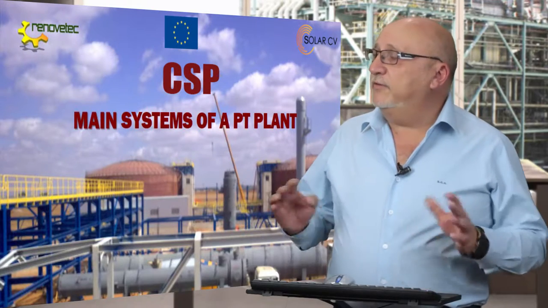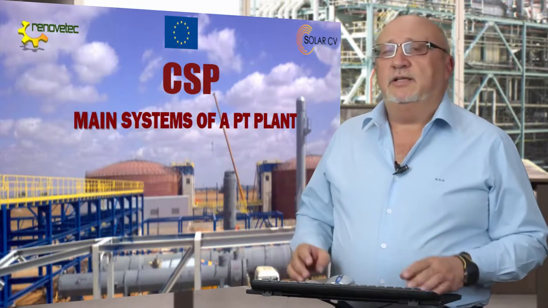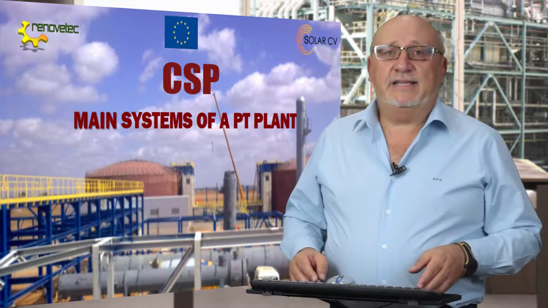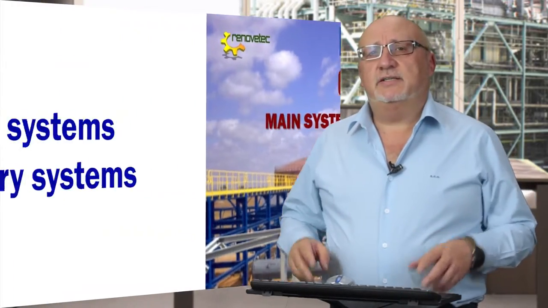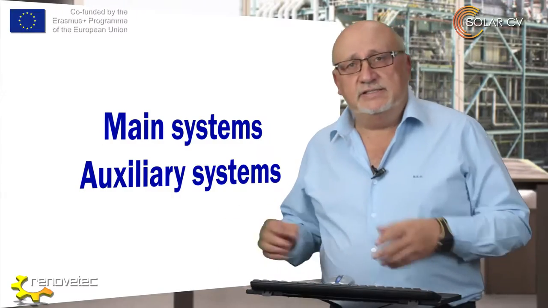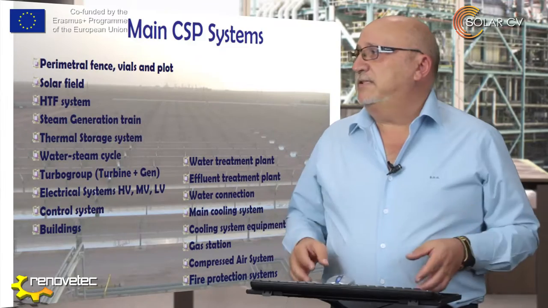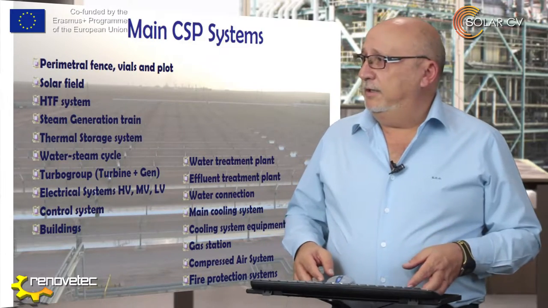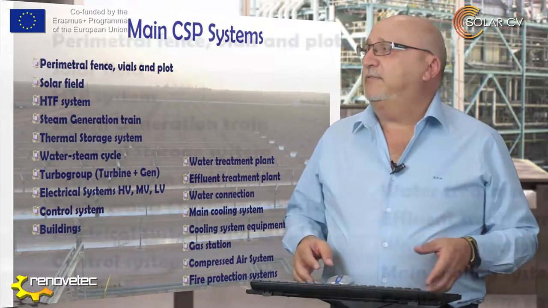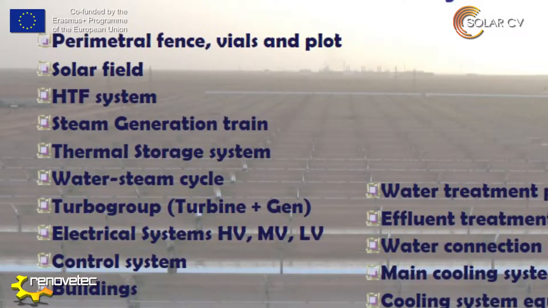First of all, I want us to see an overview of all the systems involved in the production of electricity from the solar radiation using the parabolic trough technology. We can divide this into main systems and auxiliary systems. Which are the main systems? Well, we have some elements that we need, like the perimetral fence, vials and plot.